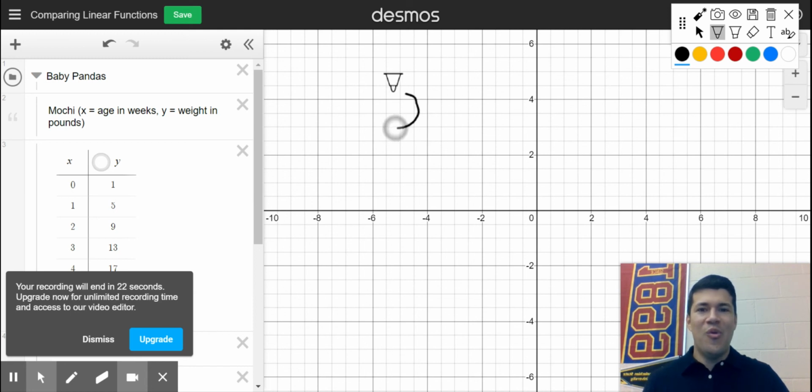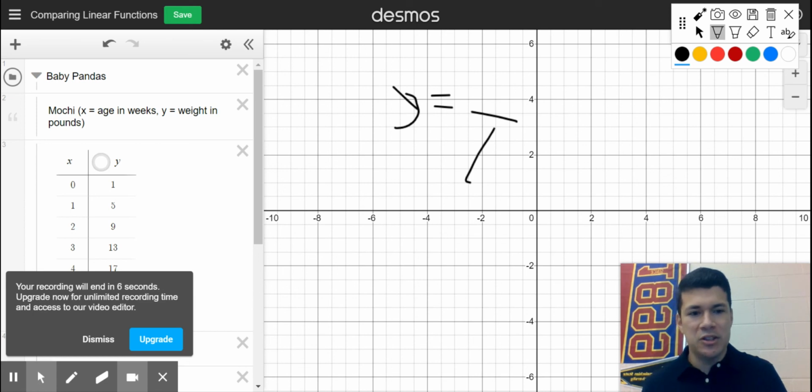And we represent that average rate of change through the following equation. Y equals mx plus b. And I'm not going to have enough time to draw it with this lag, but hopefully you know what I mean. Y equals mx plus b. M is the slope, b is the y-intercept. M is the rate, b is the starting value. Let's go.